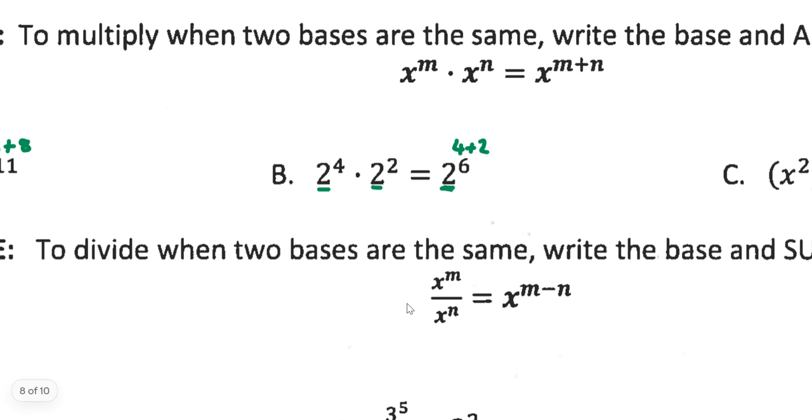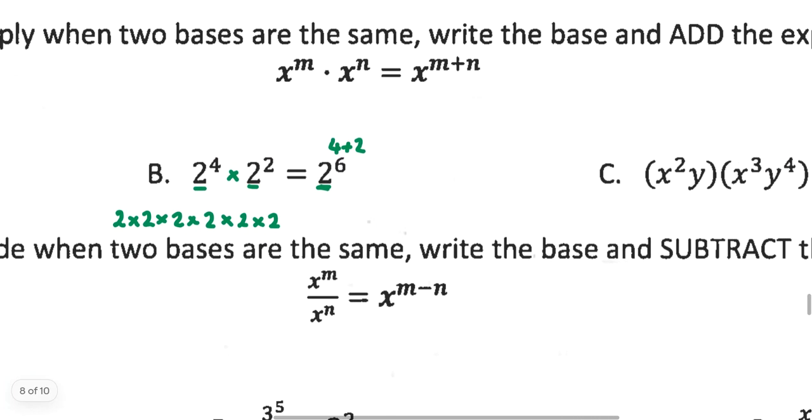Remember the base. Now the reason why this is true is because what's 2 to the power of 4? 2 times 2 times 2 times 2, yeah? 2 squared is 2 times 2. If I put a multiply in the middle, it's just 6 of them being multiplied together.